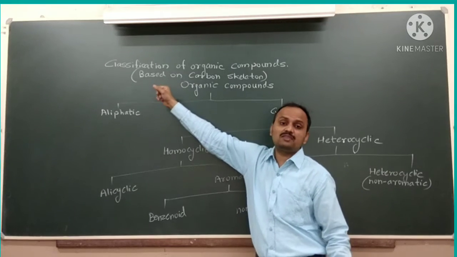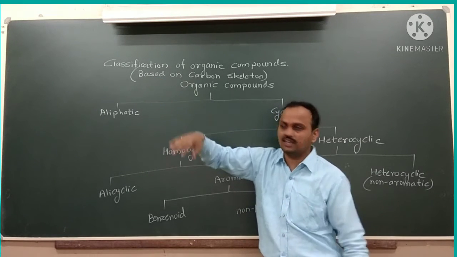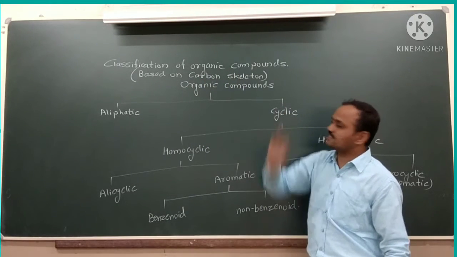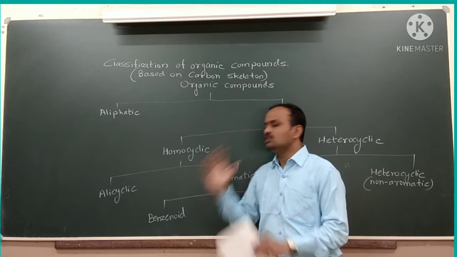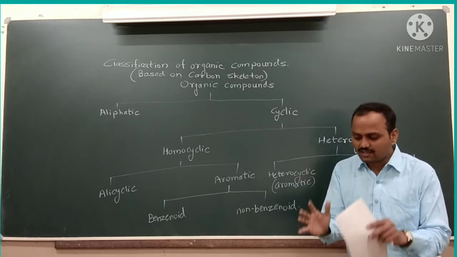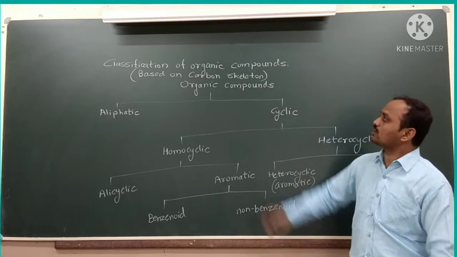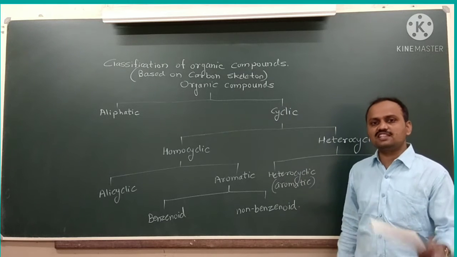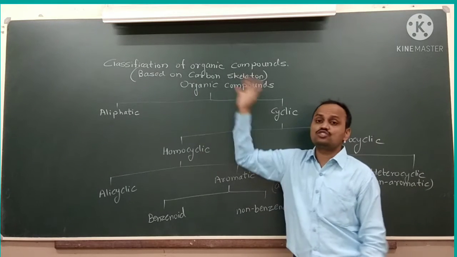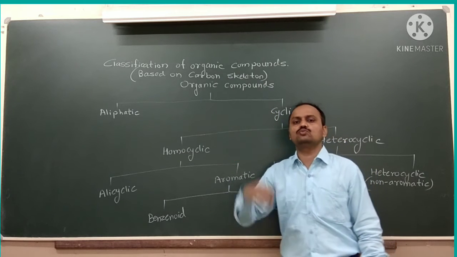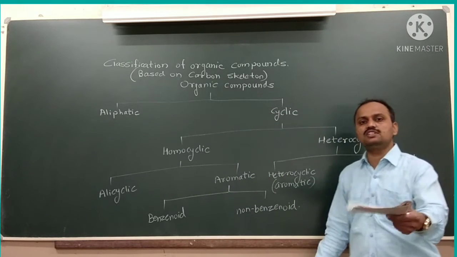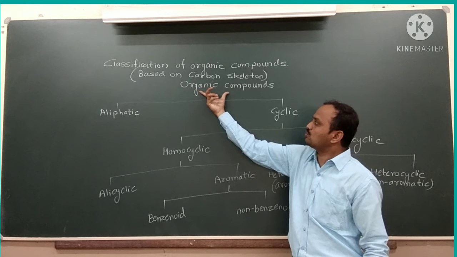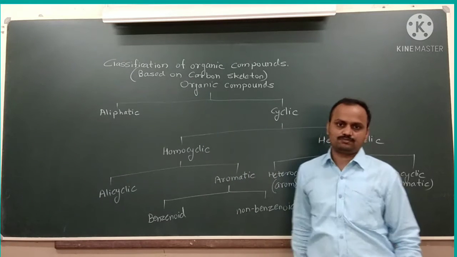We have different bases by which we can classify organic compounds. The first basis is based on carbon skeleton. In today's lecture, we will see how organic compounds are classified on the basis of carbon skeleton. Another basis, which we will see in the next lecture, is based on functional groups. The definition of functional group and the meaning of homologous series we will see in our next lecture. But now, let us see how to classify organic compounds based on carbon skeleton.